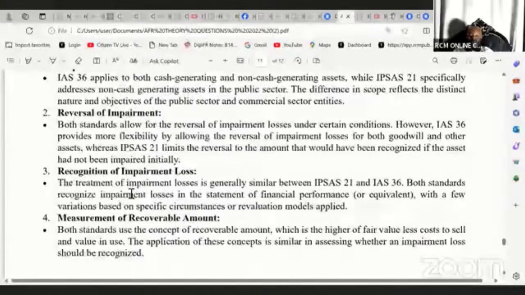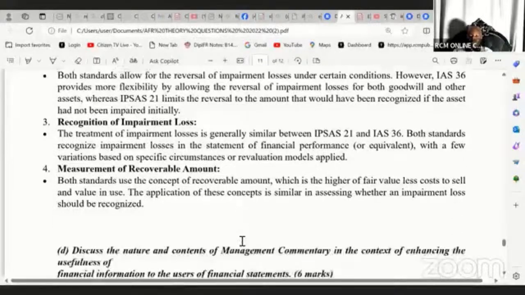Recognition of impairment loss. The treatment of impairment losses is generally similar between IPSAS 21 and IAS 36. Both standards recognize impairment losses in the statement of financial performance or equivalent, with a few variations based on specific circumstances or evaluation model applied. Measurement of recoverable amount. Both standards use the concept of recoverable amount, which is the higher of fair value less cost to sell, and value in use. The application of these concepts is similar in assessing whether an impairment loss should be recognized.